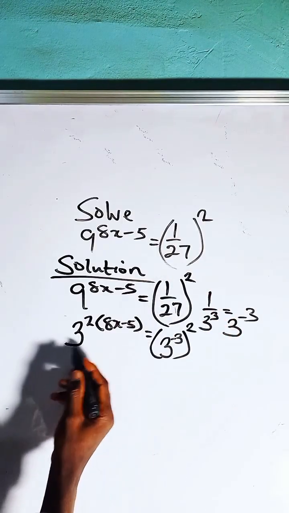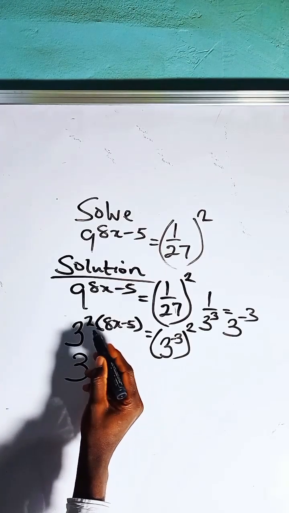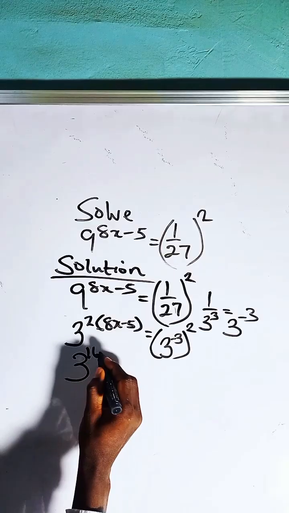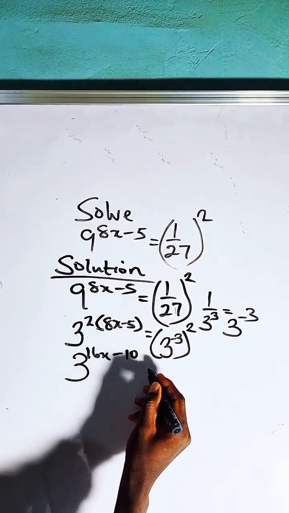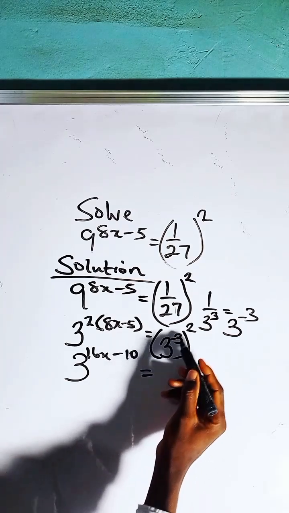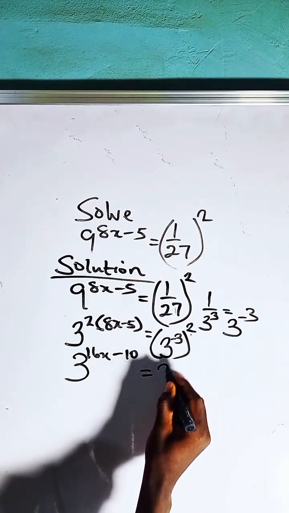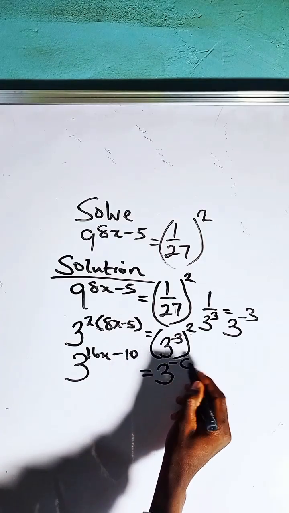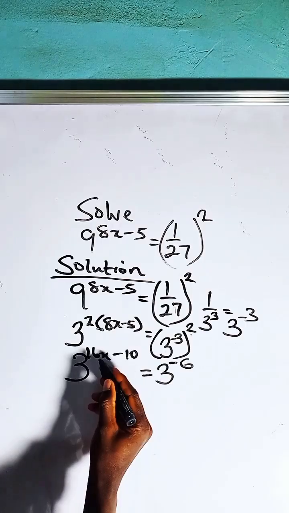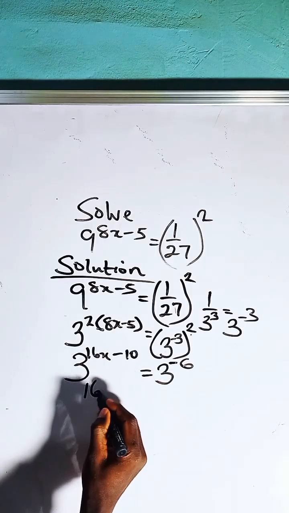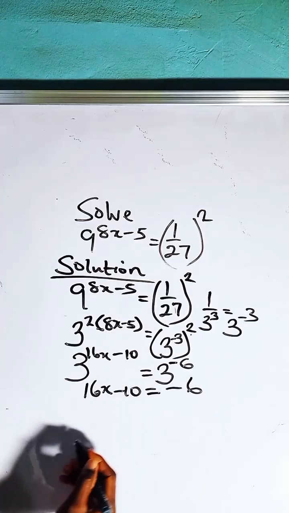So now we have this as 3 raised to the power. When we distribute this, we have 2 times 8x is 16x minus, for 2 times 5, we have 10. So this equals, now we can apply the exponent rule by multiplying this with this. So we have 3 raised to the power minus 6, for minus 3 times 2 is minus 6. Now we have the same base. So let's take the power. We have 16x minus 10 equals minus 6.